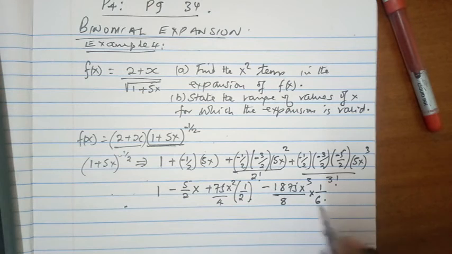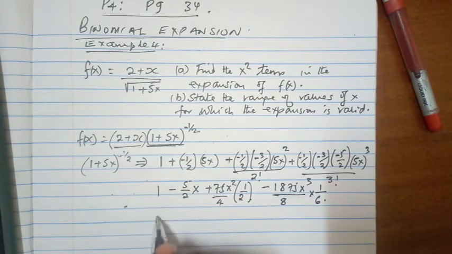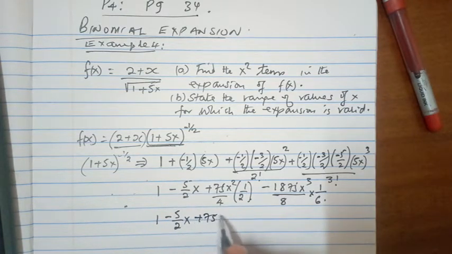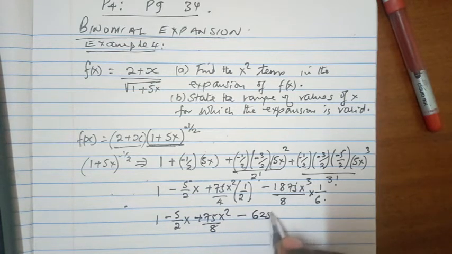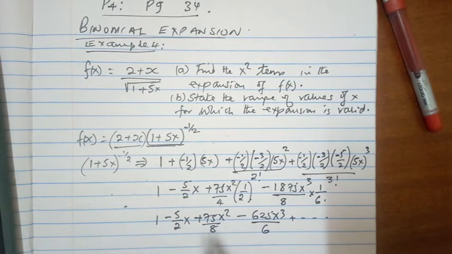So if we wish now to simplify this, we're going to have 1 minus 5 over 2x plus 75x squared over 8 minus 625x cubed over 6. But incidentally, the whole of this was expanded, but we must not forget that it was to be multiplied by 2 plus x. This part was not to be expanded.